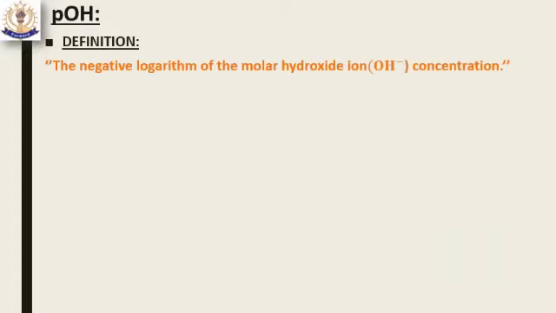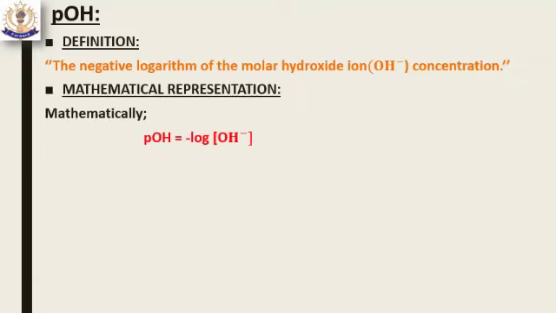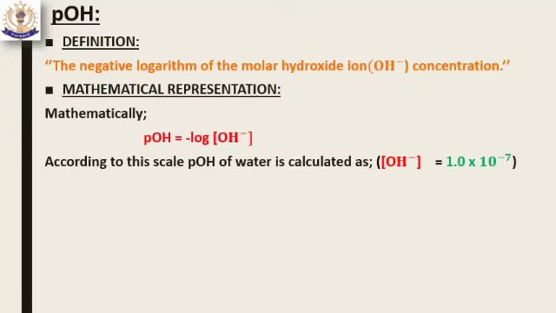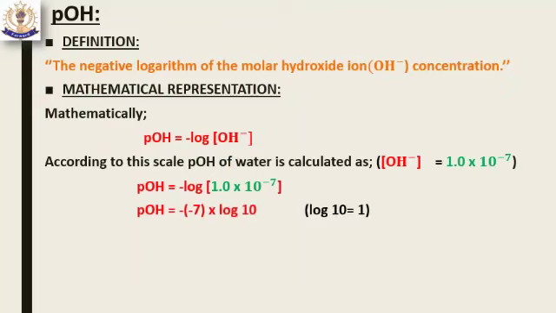Definition of pOH: the negative logarithm of the molar hydroxide concentration. Mathematically, it is written as pOH equals negative log of molar hydroxide ion concentration. According to this scale, again we are calculating the pOH of water, as we know that hydroxide concentration in pure water is 1 into 10 raised to power minus 7. So putting this value in this equation, we get pOH equals negative log of 1 into 10 raised to power minus 7. Now applying the same power rule here again, we get this and this as the answer. So pOH of water is also 7.